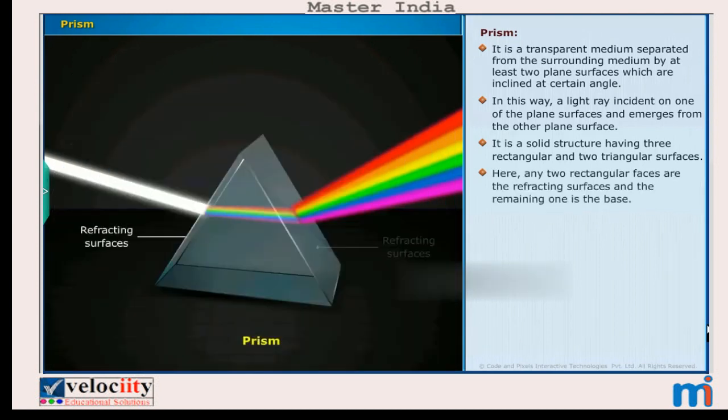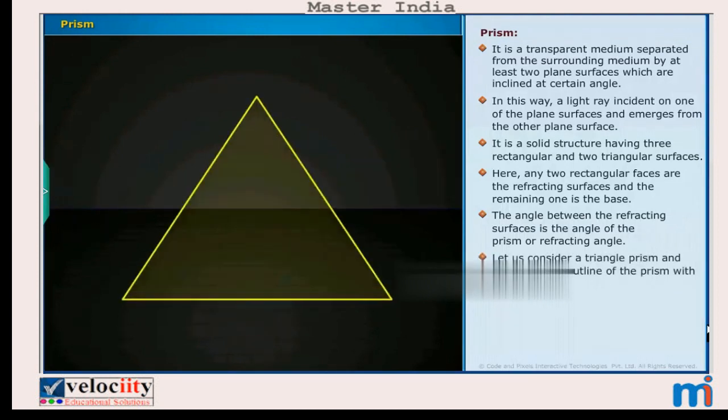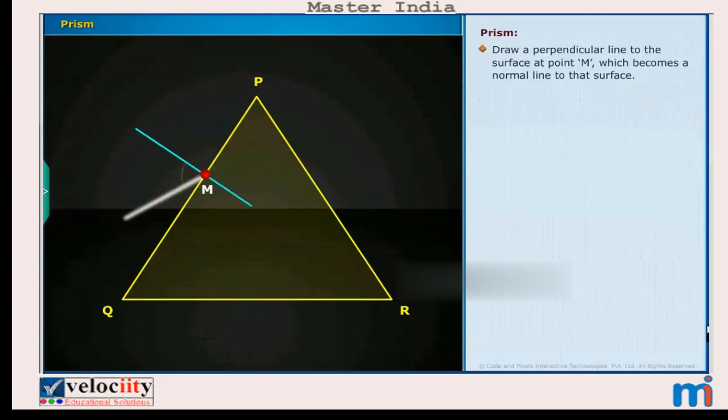Here, any two rectangular faces are the refracting surfaces and the remaining one is the base. The angle between the refracting surfaces is the angle of the prism or refracting angle. Let us consider a triangle prism and represent the outline of the prism with PQR. Assume that the light ray is incident on the plane surface PQ at a point M on a triangle prism. Draw a perpendicular line to the surface at point M, which becomes a normal line to that surface.